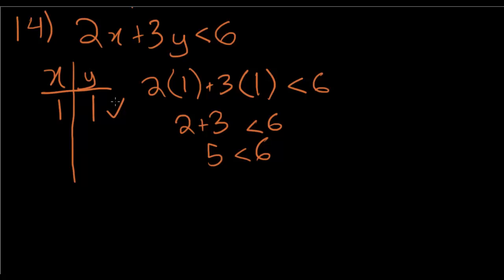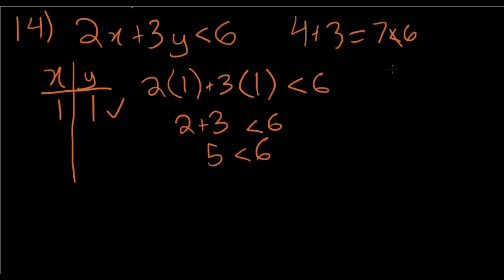However, whenever we increase one side by even 1, the rest of the inequality won't work. If x was equal to 2, then 2 times 2 is 4, plus 3 times 1 is 3, and 7 is not less than 6. So, that.